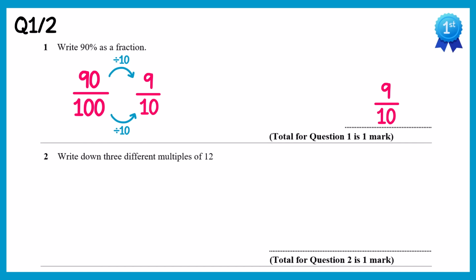In question 2, we need to write down 3 different multiples of 12. Multiples are numbers that are in that number's times table, so we just need to write down 3 numbers in the 12 times table. It makes sense to use the first 3 numbers, so 1 times 12, which is 12, 2 times 12, which is 24, and 3 times 12, which is 36. But you could technically use any number that's in the 12 times table.